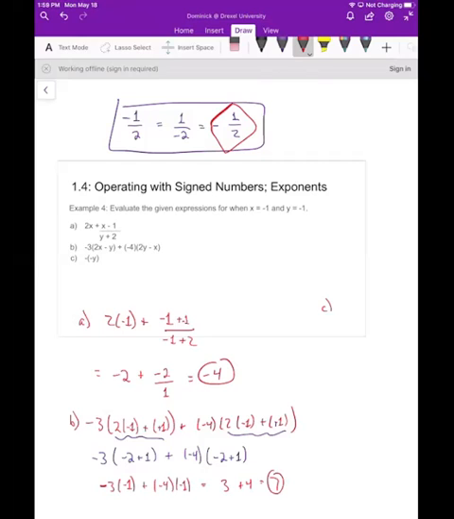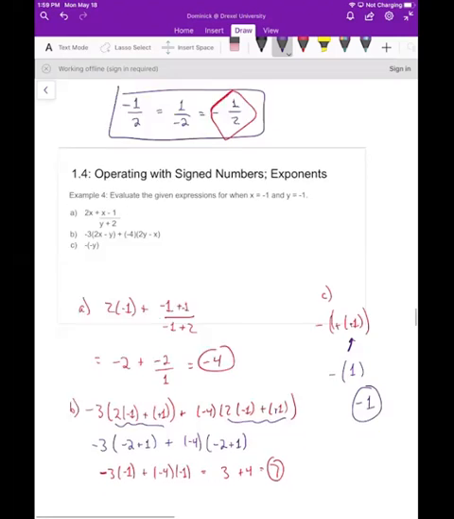All right, part C, we have a negative, negative y, so negative 1. So if we go inside this parentheses, we have a lot of negatives to worry about. But if we add a line and change the sign, that's going to become a 1. And then we just have that negative out front, so this is just negative 1. All right, so that's that example.